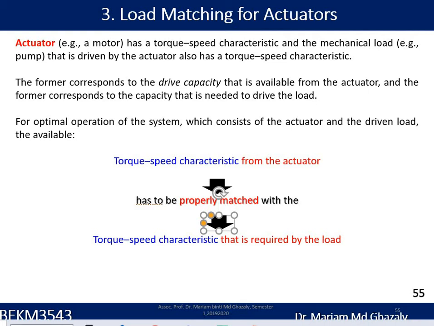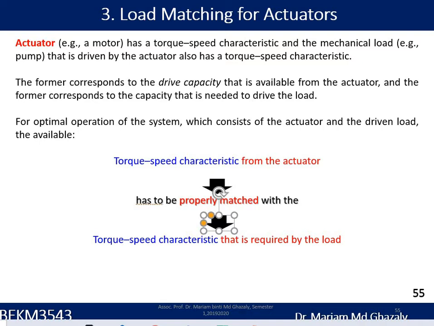Okay, so on the part of load matching for actuators. The actuator, or the motor itself, we've learned from chapter 2 to chapter 6, has torque speed characteristics. Remember, for a DC motor we have a negative linear slope from a no load speed to a full load speed.